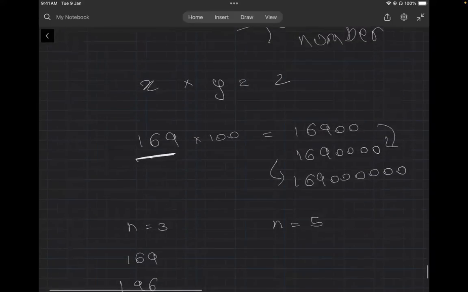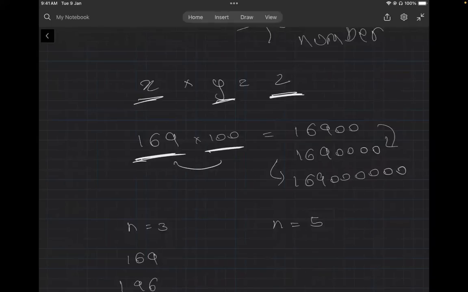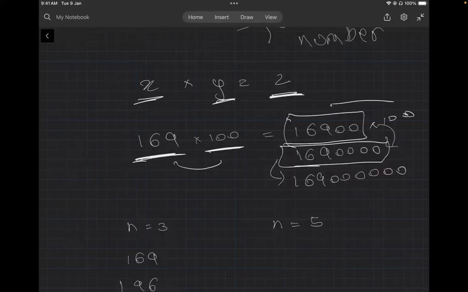I said that if we multiply two squares, the result is a square. So 169 is a square and 100 is also a square. If I multiply these two, 16900 is also going to be a square number. Similarly, if I multiply this by 100 again, this will also be a square number. So 169 with any even number of zeros will be a square, right?